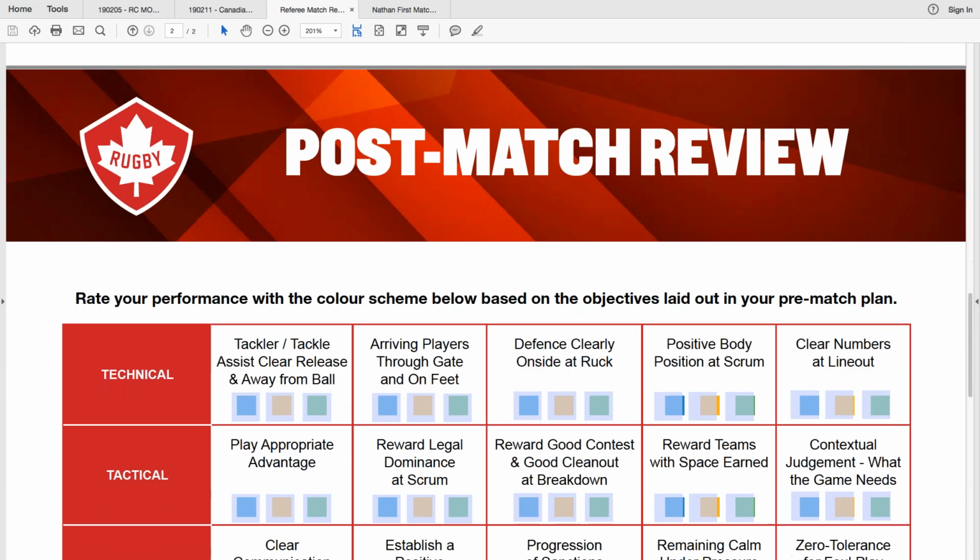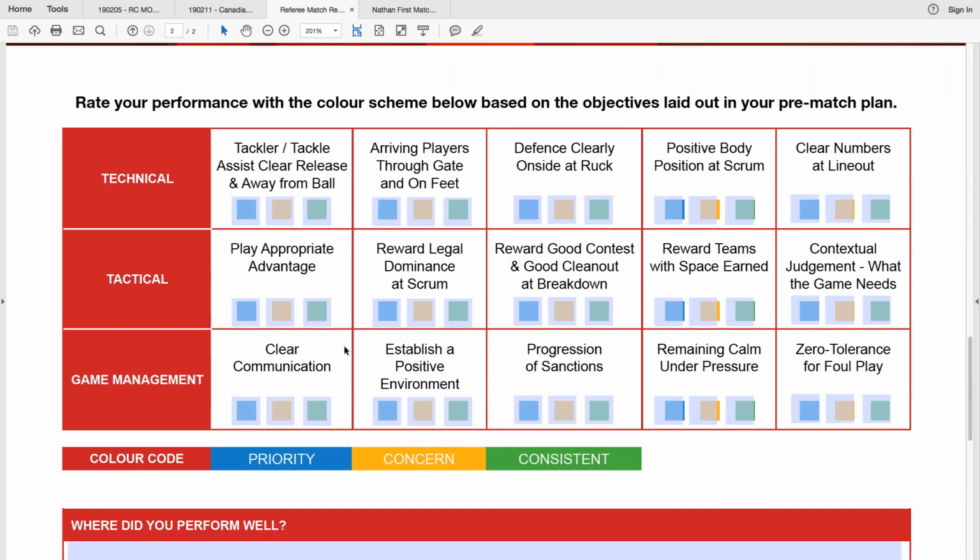On our review page, the PDF is now fillable, which means that you as an individual can go back and say, you know what, I thought a concern of mine was players not arriving through the gate, or not arriving on their feet, but I was consistently applying defensive offside lines, that kind of stuff, right? These are just some examples of what we can do, but what we did was use the 5 key factors from each of these 3 pillars listed here. So this is why we came up with these 5, and here's how we're going to use them.